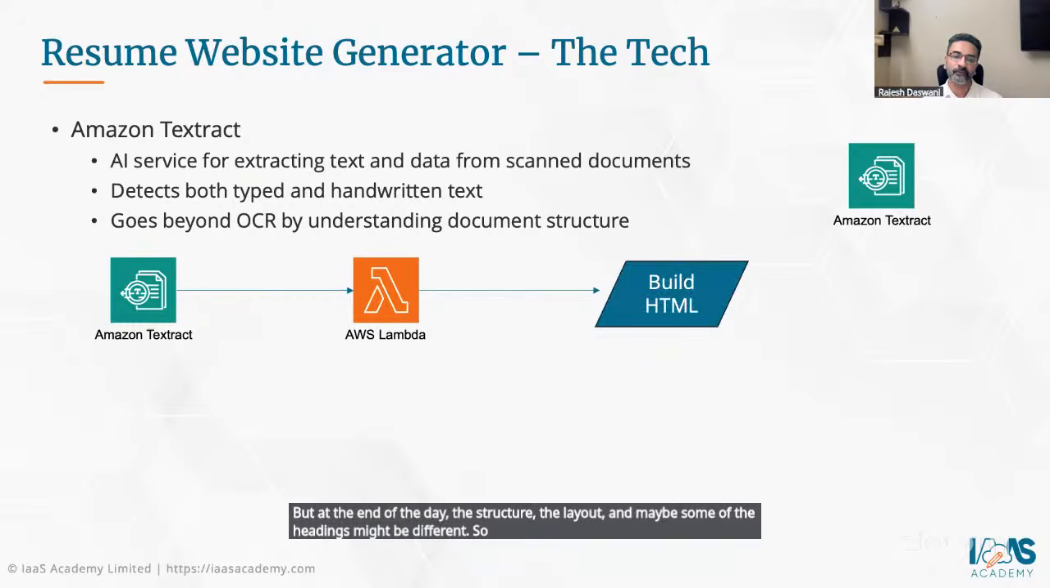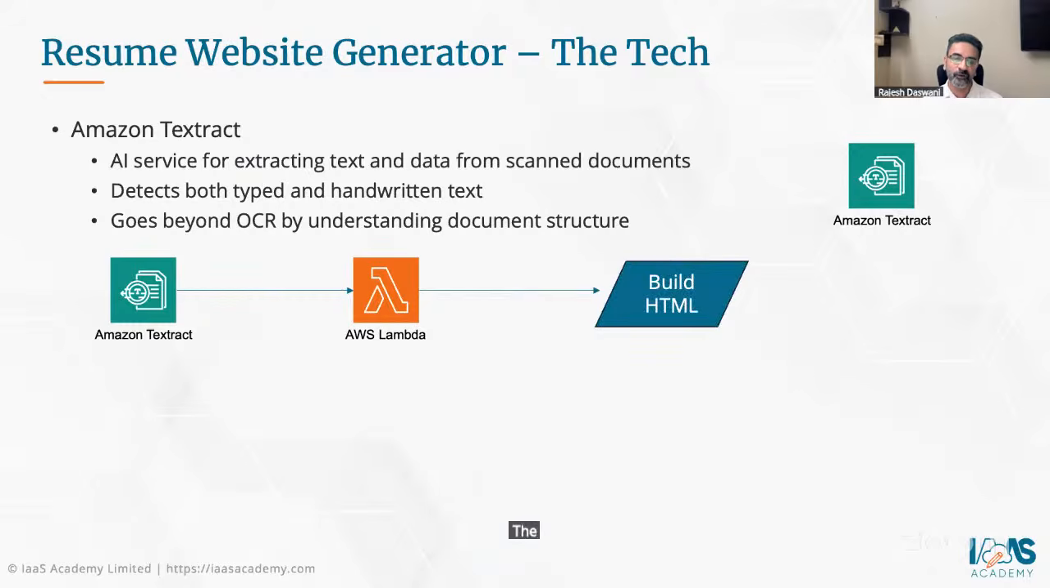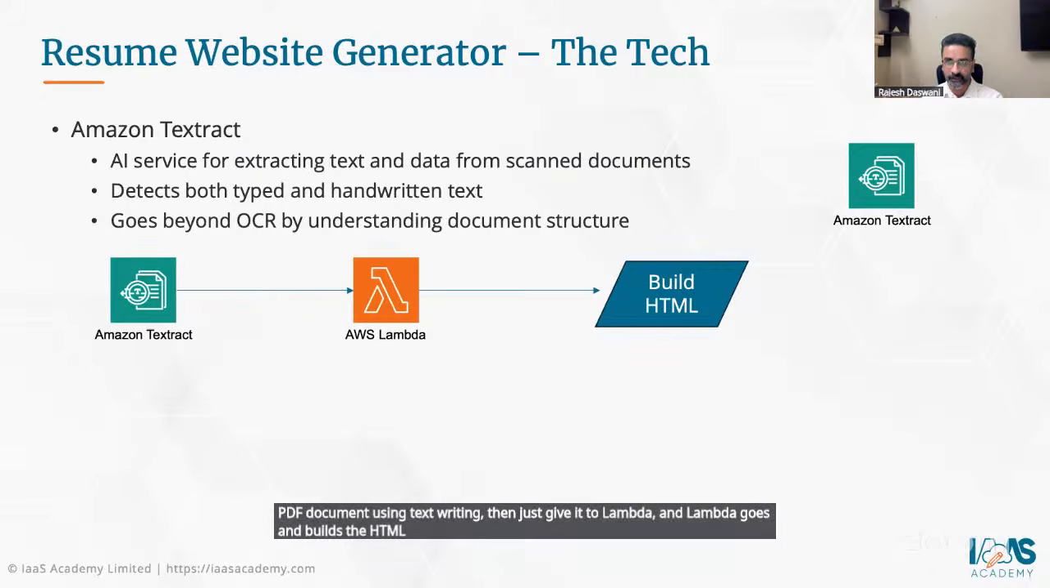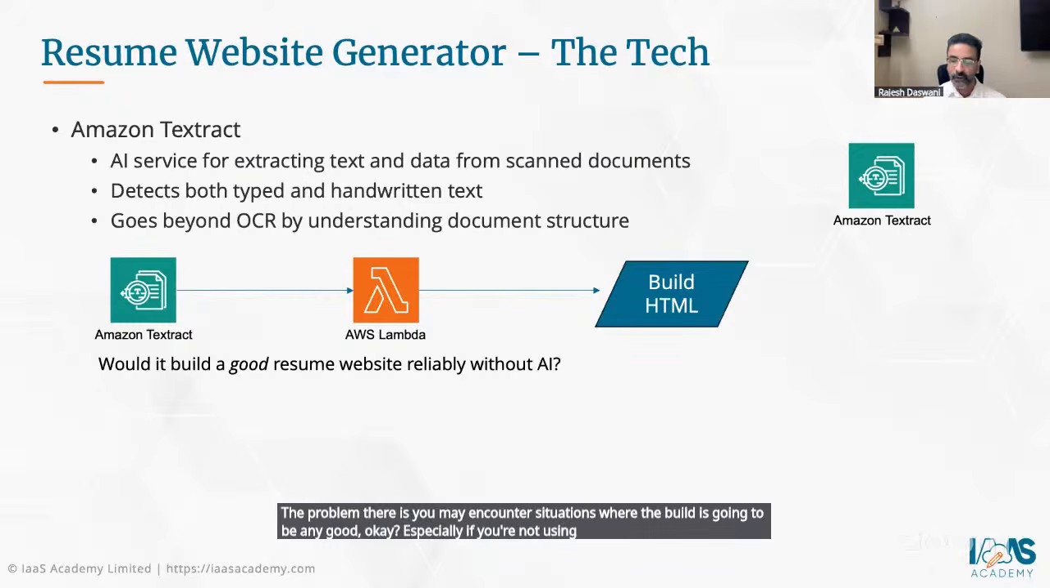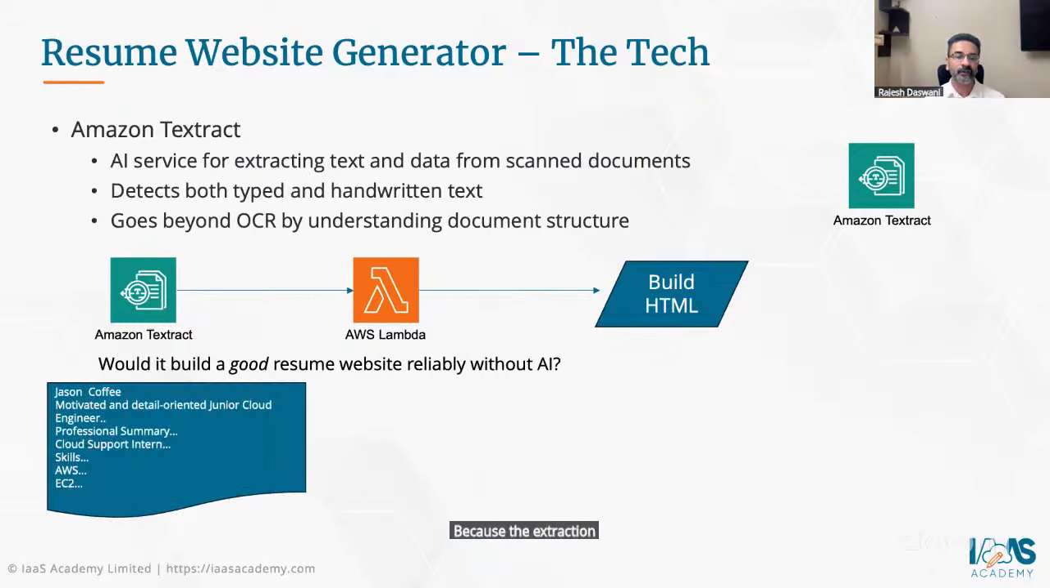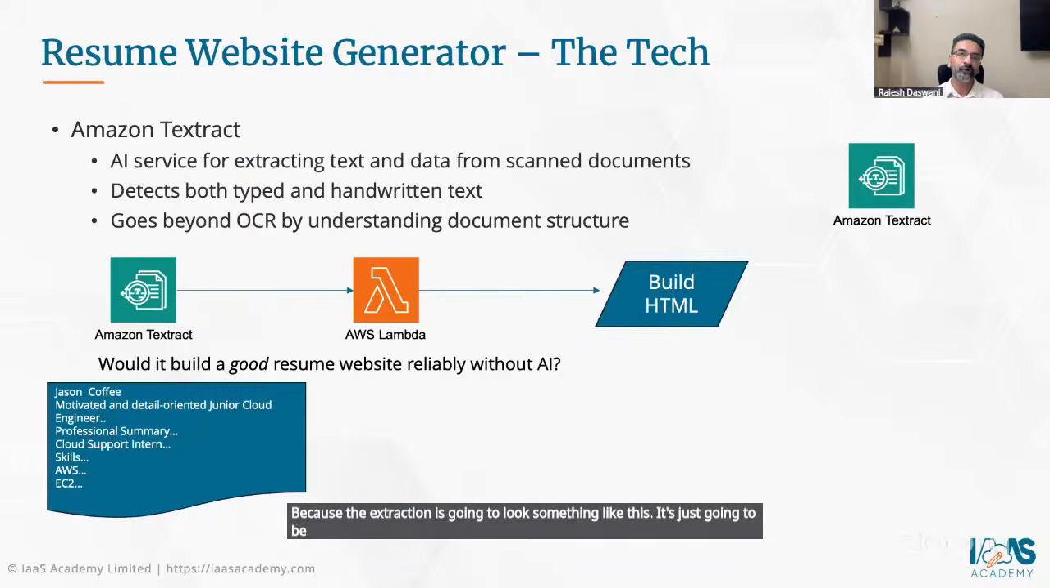So if you extract the PDF document using text extraction, then just give it to Lambda, and Lambda goes and builds the HTML code and presents it in an HTML format. The problem there is you may encounter situations where the build is not going to be any good, especially if you're not using AI, because the extraction is going to look something like this. It's just going to be line by line of all of the data that's been extracted. So Jason Coffey, his summary, he's an engineer, his professional summary, all of his experiences, then maybe a list of skills, and it'll just go through that entire document. And that document might be 1 page or 5 pages, whatever it is.